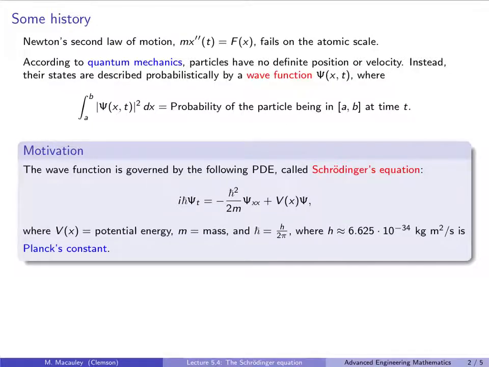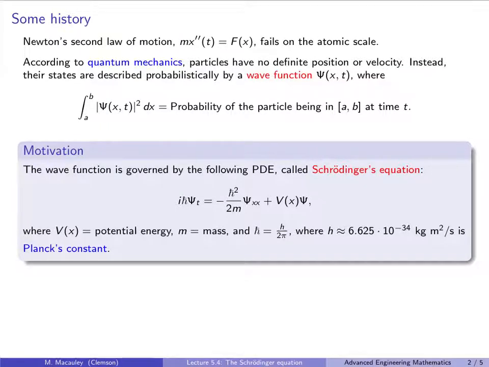Now here comes the black magic, and by that I just mean physics that I have not derived. So we've seen the heat equation and wave equation, and those functions are usually governed by PDEs, and this wave equation is no different. So it's governed by a PDE called Schrödinger's equation, which is as follows. It's i h bar psi t equals negative h bar squared over 2m psi xx plus V of x times psi. So what do all these symbols mean?